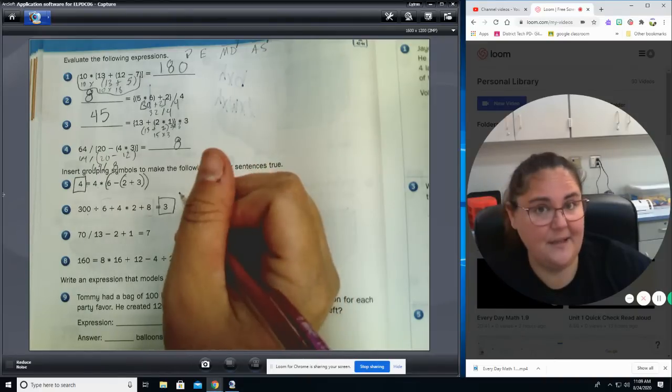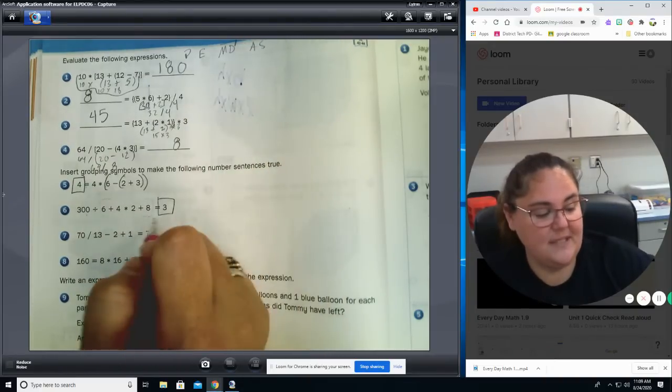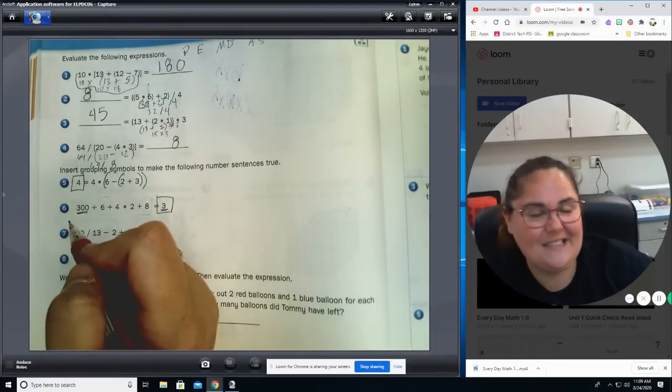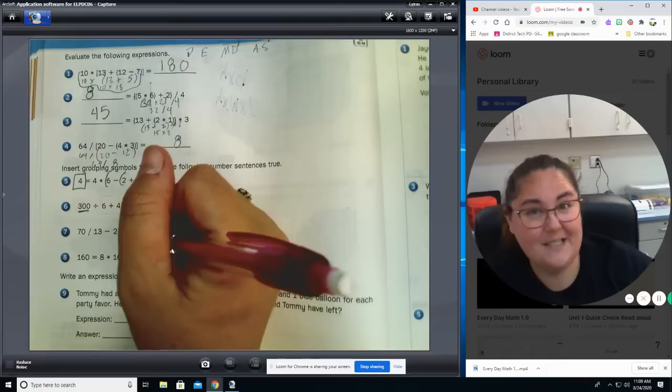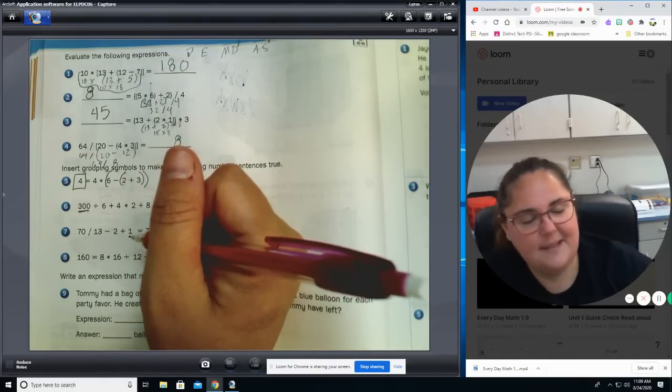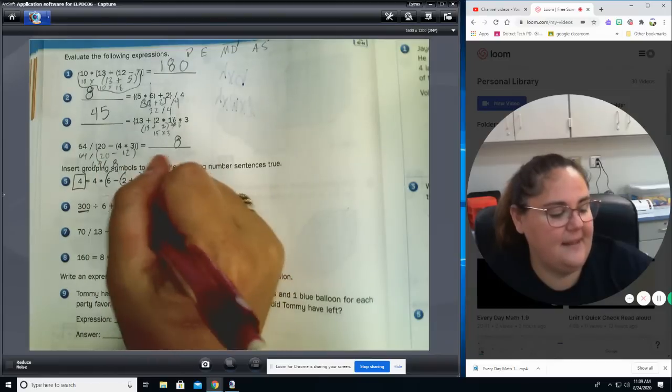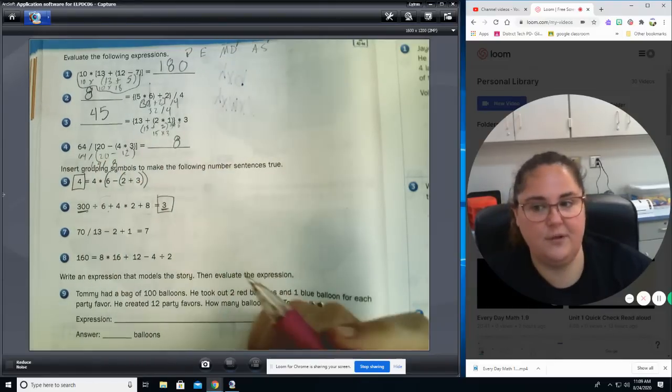Silly Miss Gilman, that happens. So what's going to happen? 3 goes into 300 100 times, because 100 times 3 is 300. I have to think before I speak sometimes. That means that I need to find a way to make these answers here equal 100.